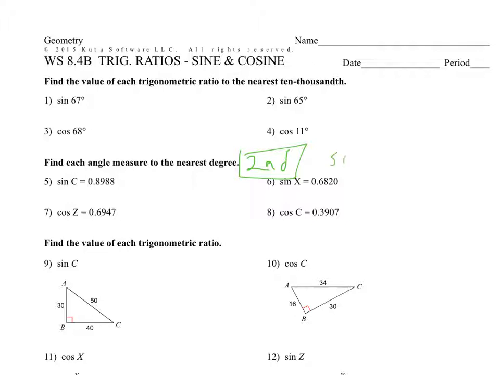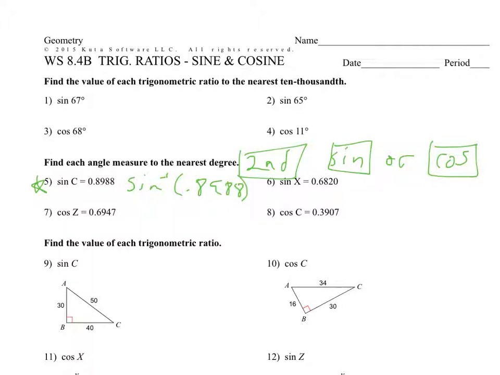and either the sine or cosine button. So for number 5, you would hit second sine, and your calculator should look like this. Then you'll put in 0.8988, enter, and it will give you your answer. Again, round to the nearest degree, which is the nearest whole number. On 1 through 4, you're going to round to the nearest 10,000th place, which is 4 places past the decimal.